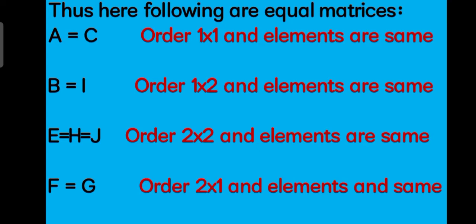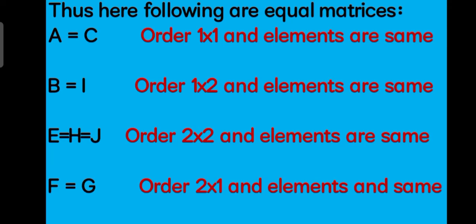So similarly we move on to the next. B has one row and two columns, meaning an order of 1 into 2. Now we will search for which matrices have order 1 into 2. That is I. The I matrix has an order of 1 into 2. We solve it: 2 plus 2 is 4, 2 plus 4 is 6. Look here, the entries are also coming the same, right?